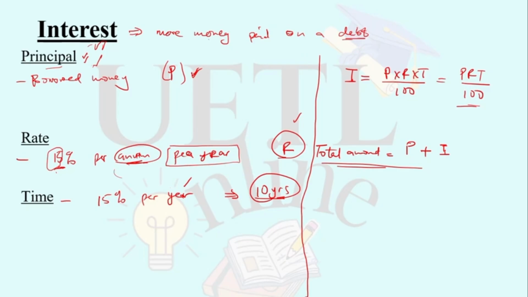Then we have the concept that we have principal, rate, and time. These are the three things, and time is represented by T. If you want to calculate interest, you're going to use this formula. It is very important to use this formula. Then to find the total amount, you just say the principal plus the interest. So that was that. Let's go into the examples.